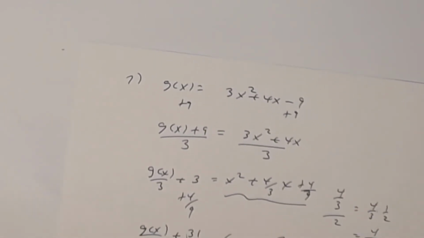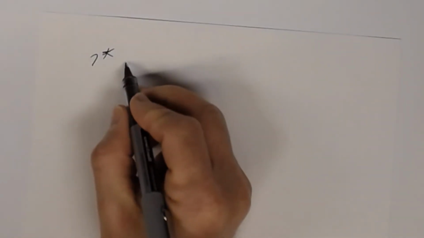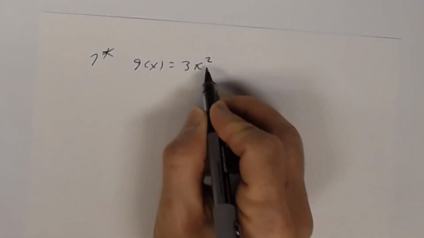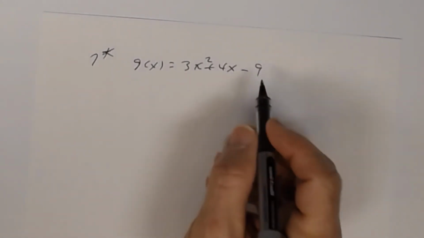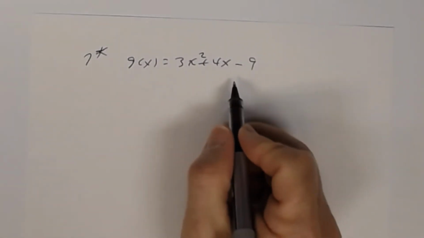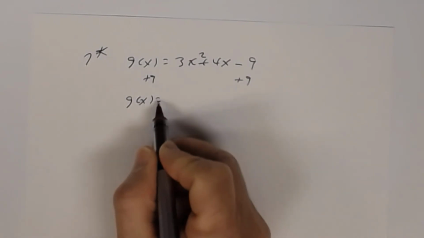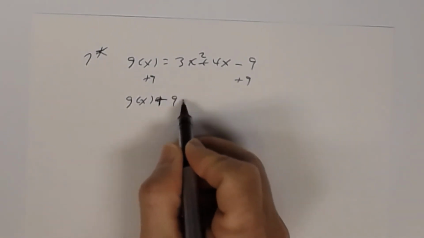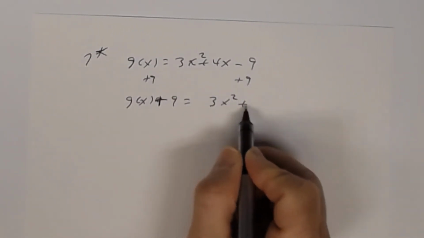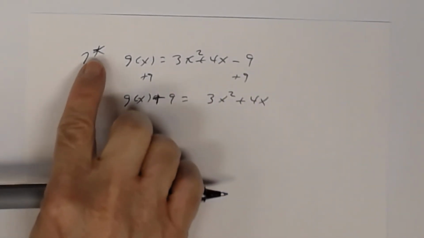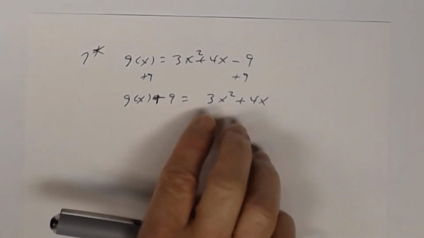All right, so this is going to be 7 star. So when we do that, the same function, g of x equals 3x squared plus 4x minus 9. So we're going to go ahead and add 9 to both sides. So g of x plus 9 equals 3x squared plus 4x. All right, so what we're going to do now with this approach is factor out the 3.